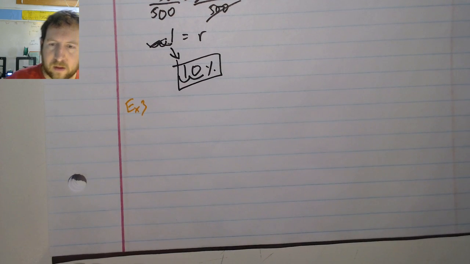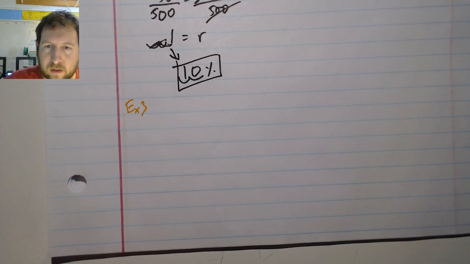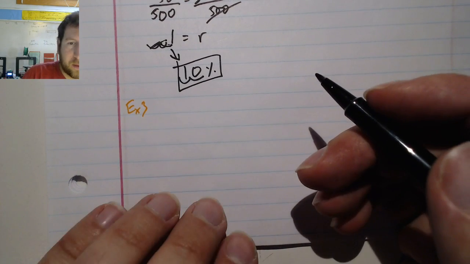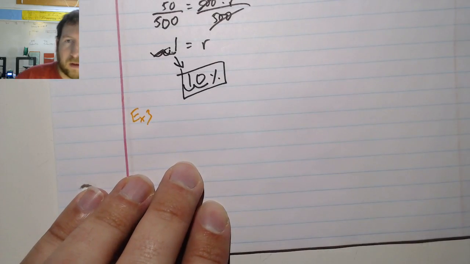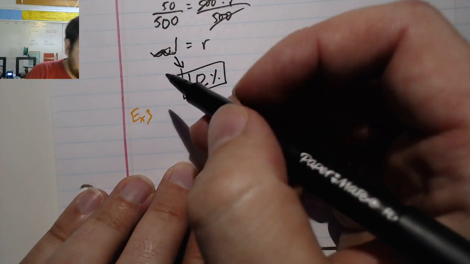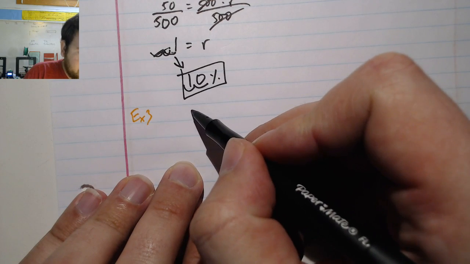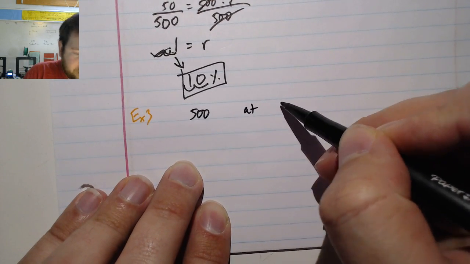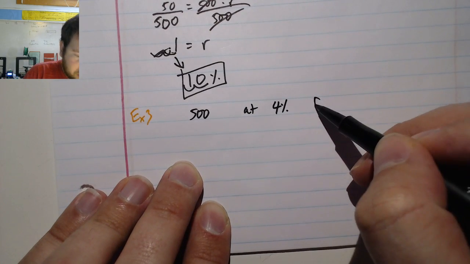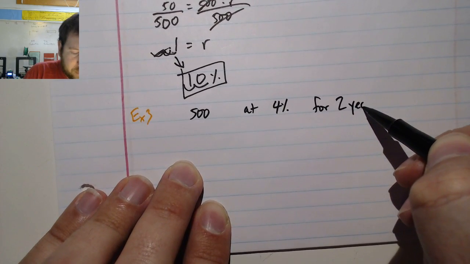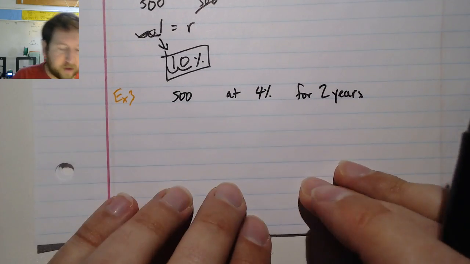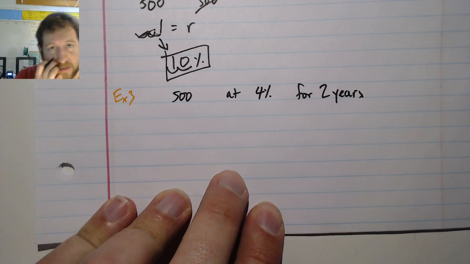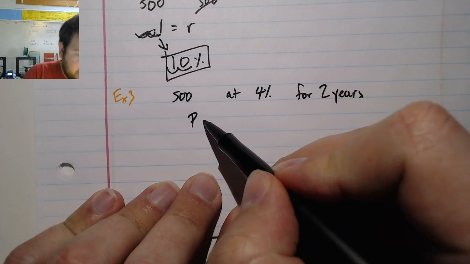All right. This time, let's look at number 1 on the homework. $500 at 4% for 2 years. Now in this case, I'm not solving for my rate, which is kind of nice. I'm just looking for the interest. So I'm just going to plug it into my formula and see how it goes.